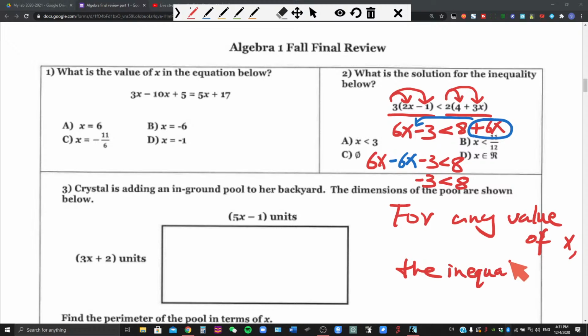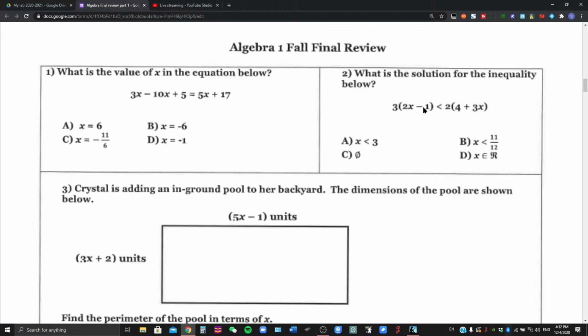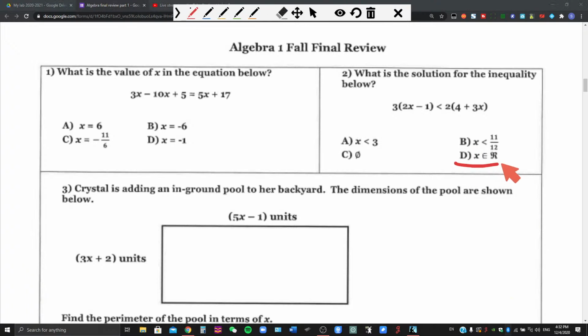The inequality is always true. Therefore, we will say the solution is all real numbers. All real numbers, right? So the solution will be D. For any real number value of x, the inequality is always true. So the solution is all real numbers. Okay, that's for question 2.